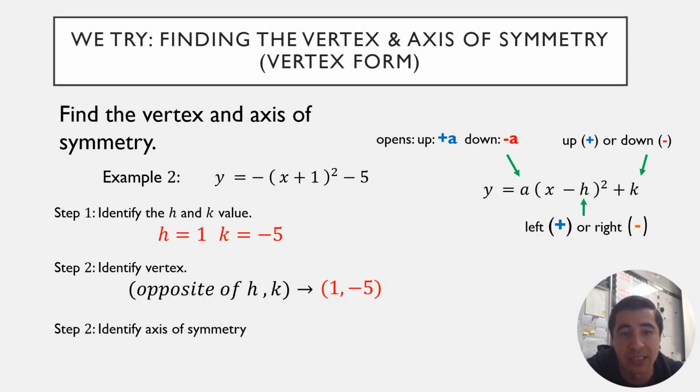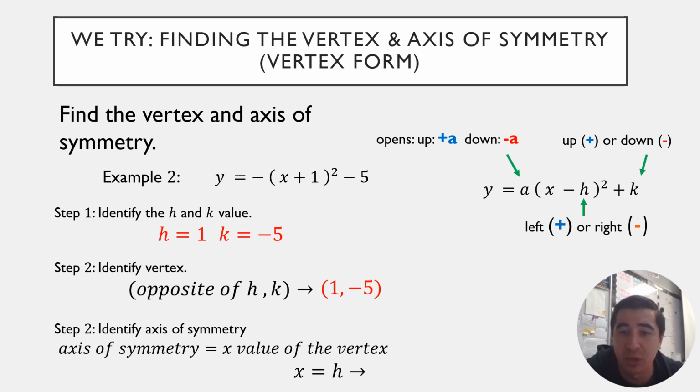If we're going to find the axis of symmetry, again, our axis of symmetry is just the x value of your vertex. On your paper, go ahead and write down what you believe the x value of the vertex is, or what the equation of the axis of symmetry should be.